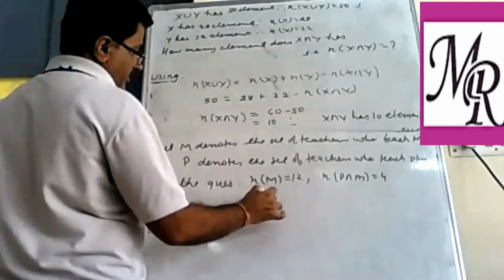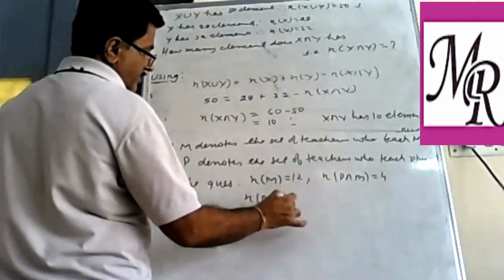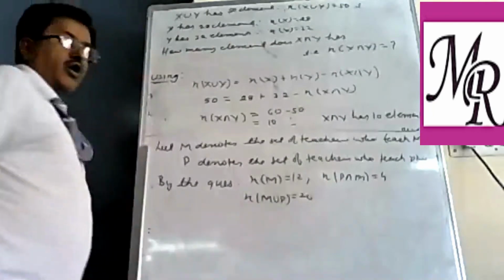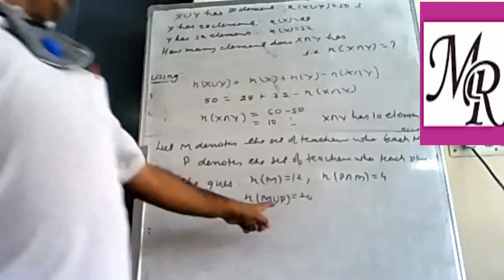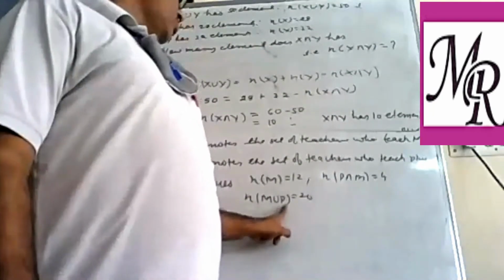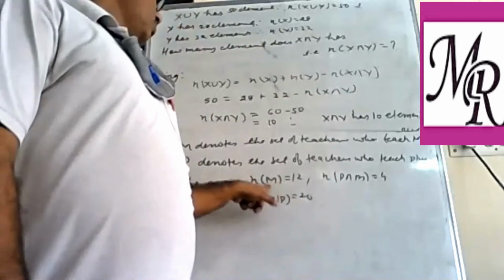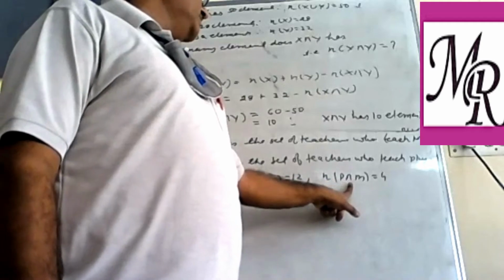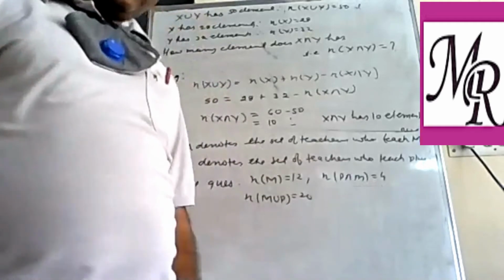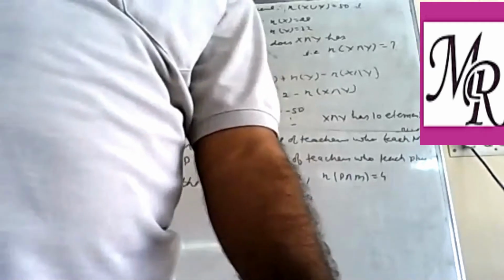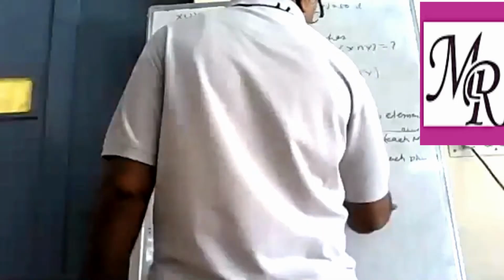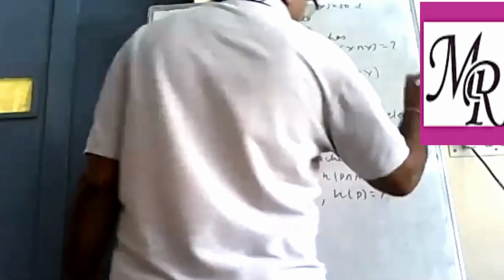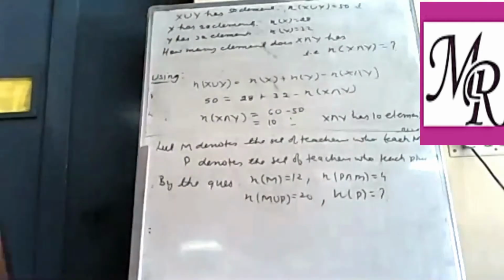So wording is very important. Or means union. So number of teachers who teach mathematics or physics is 20. Mathematics is 12 and both mathematics and physics is 4. And it asks how many teach physics. So you have to find the number of teachers who can take physics. Clear?